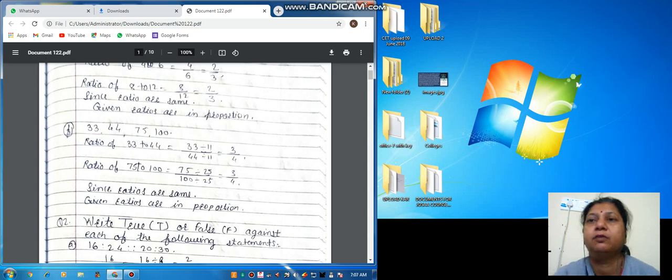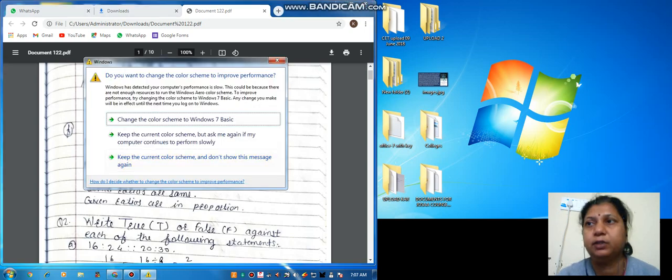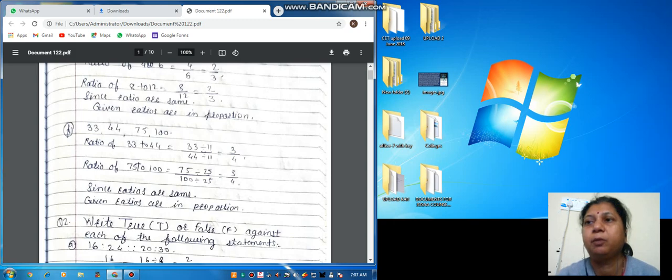33, 44, 75, 100. Ratio of 33 to 44. We get 33 upon 44 divided by 11, because it can be simplified properly. So 11 3s are 33, 11 4s are 44. That is 3 upon 4. Then the ratio of 75 to 100, that is 75 upon 100. If we divide it, 25 3s are 75 and 25 4s are 100. So 3 upon 4, 3 upon 4. Same, right? So since ratios are same or equal, the given ratios are in proportion.